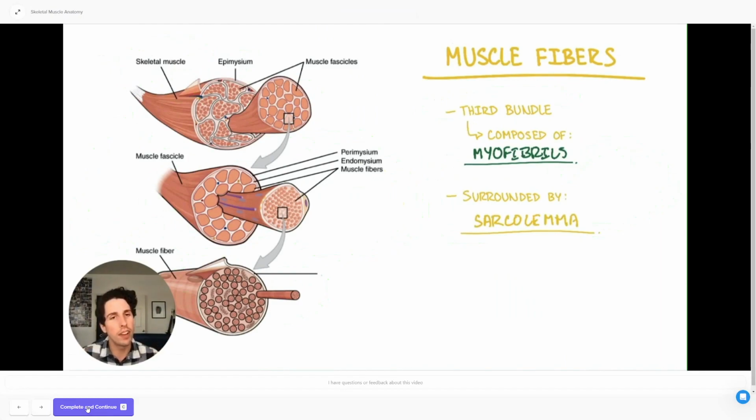All right, so just a quick recap of these muscle fibers. They're going to be that third bundle that we're seeing, and they are going to be composed of myofibrils. When all those myofibrils come together, that's what forms the muscle fiber. And that's going to be surrounded by the sarcolemma, and then a bunch of muscle fibers will then form the muscle fascicles. And as we know, a bunch of the muscle fascicles are going to form the actual skeletal muscle that we know. All right, so let's keep going on now and talk about these myofibrils.